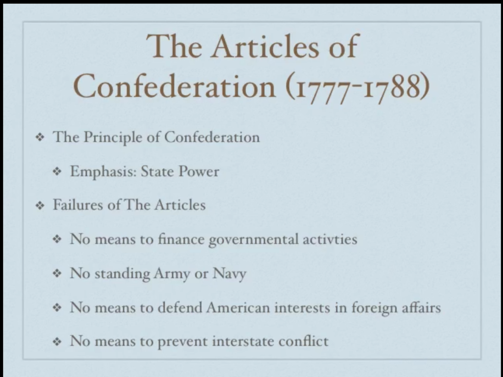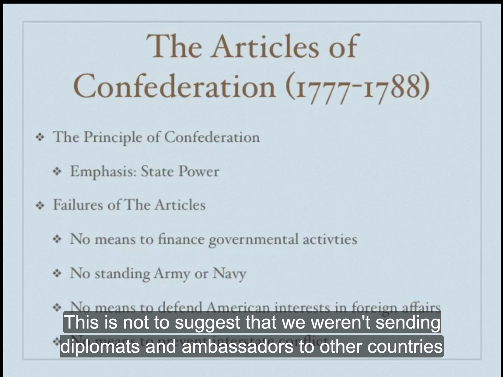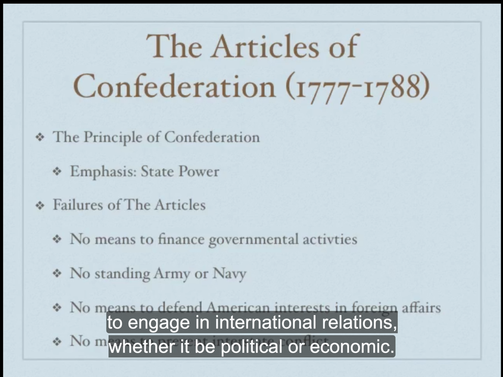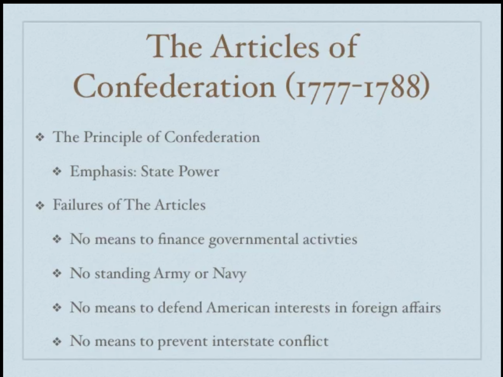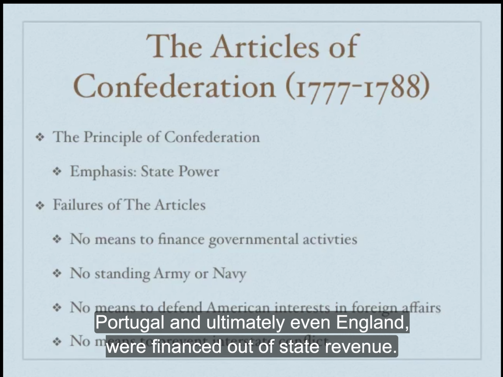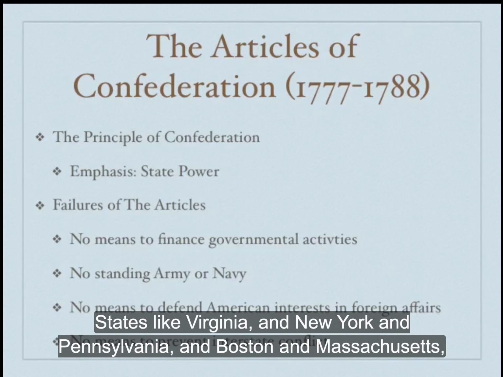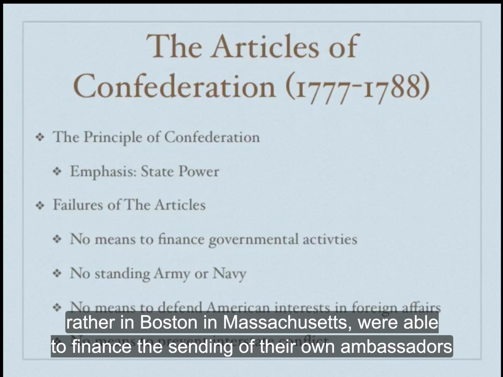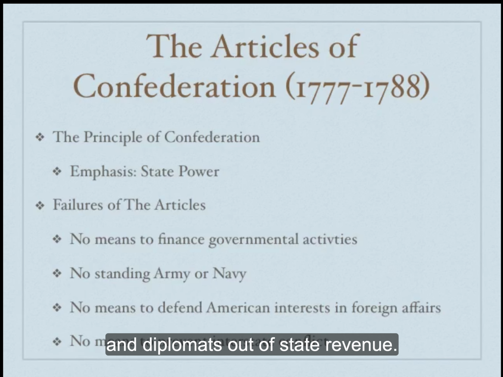trade agreements. This is not to suggest that we weren't sending diplomats and ambassadors to other countries to engage in international relations, whether political or economic. But the ambassadors and diplomats that were sent to countries like France, Spain, Portugal, and ultimately even England were financed out of state revenue. States like Virginia, New York, Pennsylvania, and Massachusetts were able to finance the sending of their own ambassadors and diplomats out of state revenue.